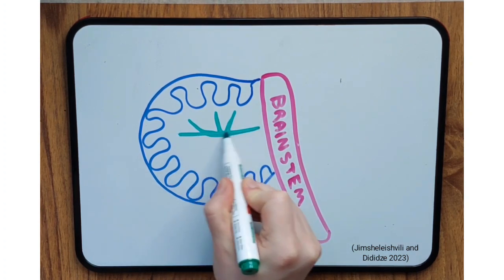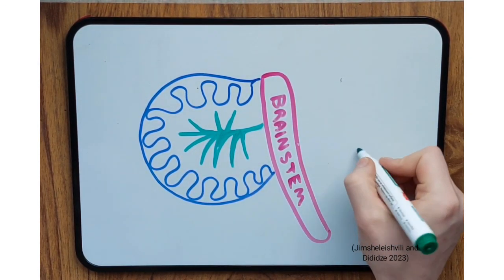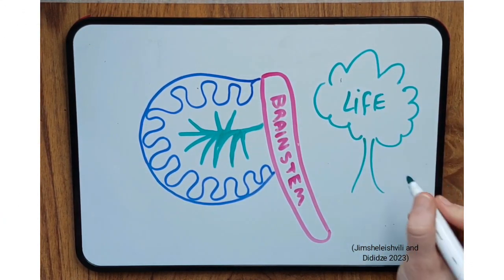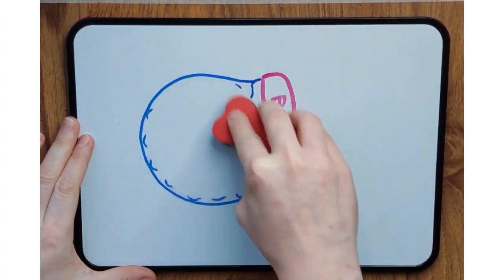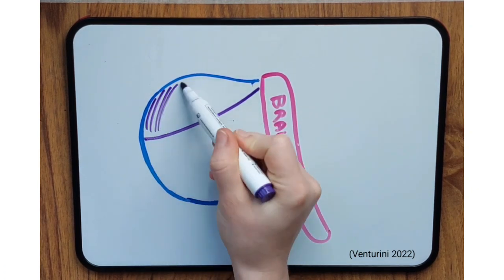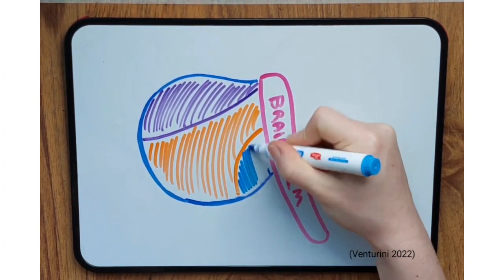of folia, meaning it has folds or wrinkles that help to increase the surface area. In the center is the arbor vitae, aka the tree of life. This is white matter and consists of tracts that bring sensory and motor information to and from the cerebellum. It is anatomically separated into 3 lobes, the anterior, posterior, and flocculonodular lobe.